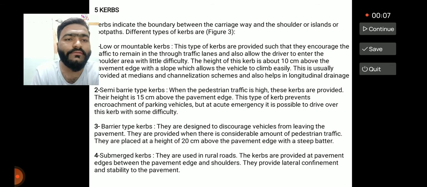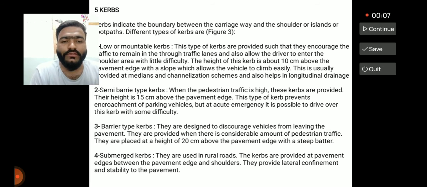This type of curve is provided such that it encourages the traffic to remain in the through traffic lanes and also allows the driver to enter the shoulder area with little difficulty. The height of this curve is about 10 cm above the pavement edge with a slope which allows the vehicle to climb easily. This is usually provided at medians and channelization schemes and also helps in longitudinal drainage.